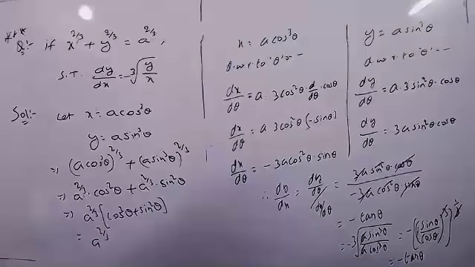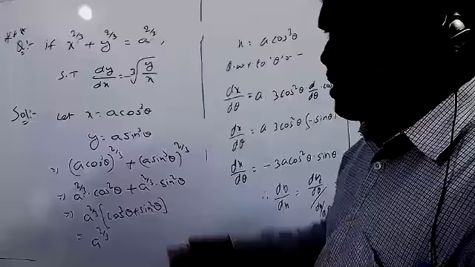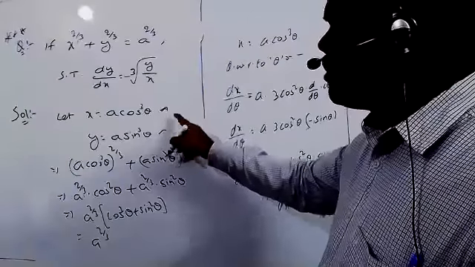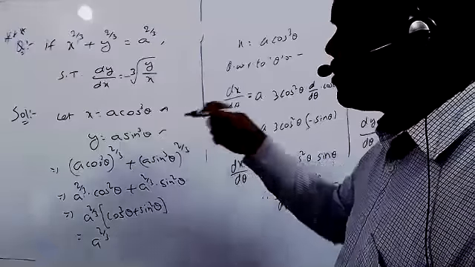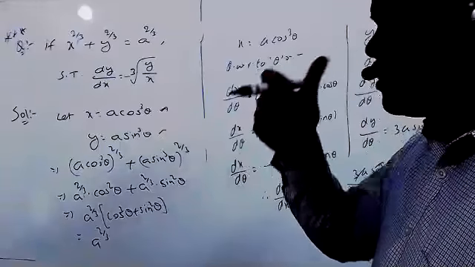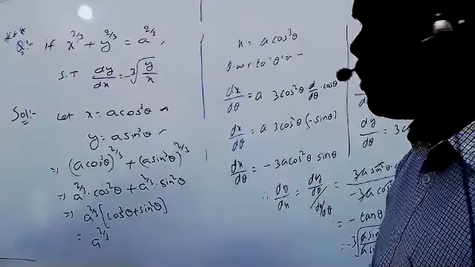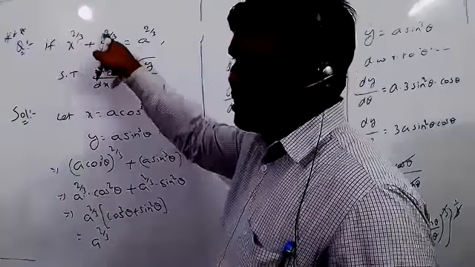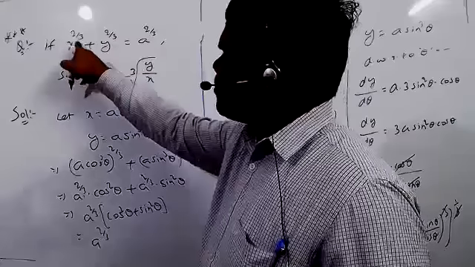But how do we get to know that we need to take x as a into cos cube theta? That's why I gave you the idea. Yes, definitely, at the start you will get confused. Why do we have to take x equal to a cos cube theta and y equal to a sin cube theta? Just remember one thing: what are the powers? We have 2 by 3 and 4 by 3.